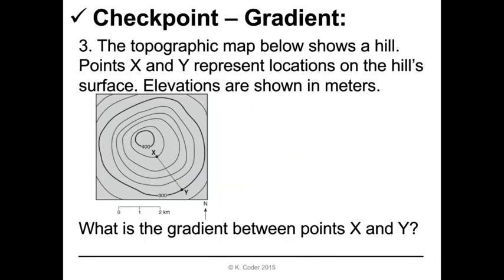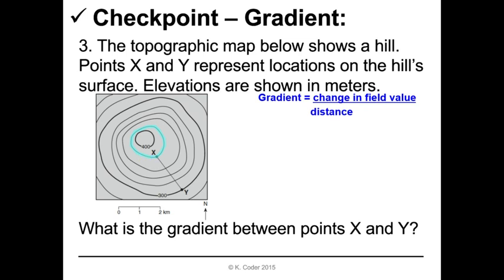Another checkpoint. The topographic map below shows a hill with points X and Y. Points X and Y represent location on the hill surface. Elevations are shown in meters. What is the gradient between points X and Y? So Y is already labeled for us, but first we're going to provide our equation. Again, that equation is found on page 1 of your Earth Science reference tables. So we have Y, but we need to figure out what X is. And we need to find out what the contour interval is.